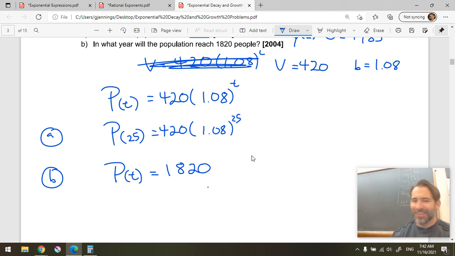Okay, thanks. Sorry. So we know this is P at t. For some value t it is going to be 1820. So 420 is going to grow to 1820 at some point.